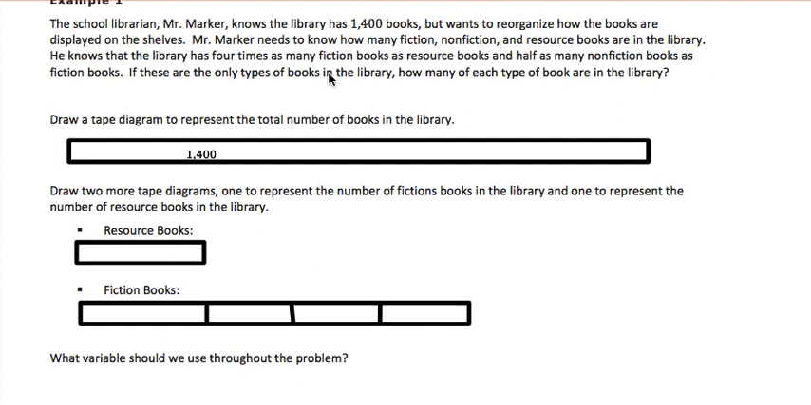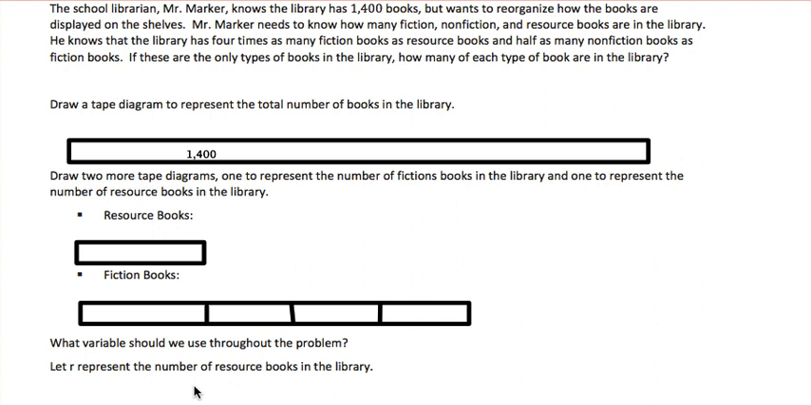We also know half as many nonfiction books as fiction books, but our resource books doesn't have anything else but the fact that there are 4 times as many fiction books. So our variable should be the R that is representing the number of resource books. And then, since R represents the number of resource books, we can write the expression for fiction books, which would be 4 times R.